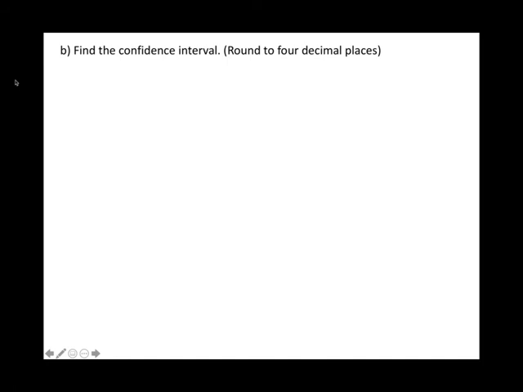Okay, part B, find the confidence interval. So we have the formula here. And then our alternate hypothesis is going to be not equal to, so we know this is going to be 2 tail. Significance level, that's a 0.05. Since we already have a 2 tail, the confidence level will be just 95%.